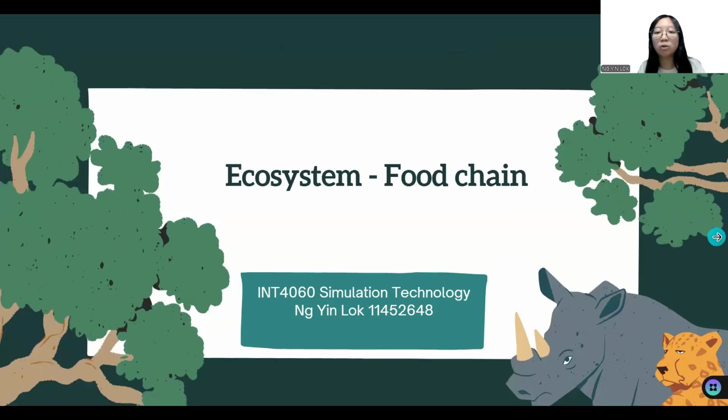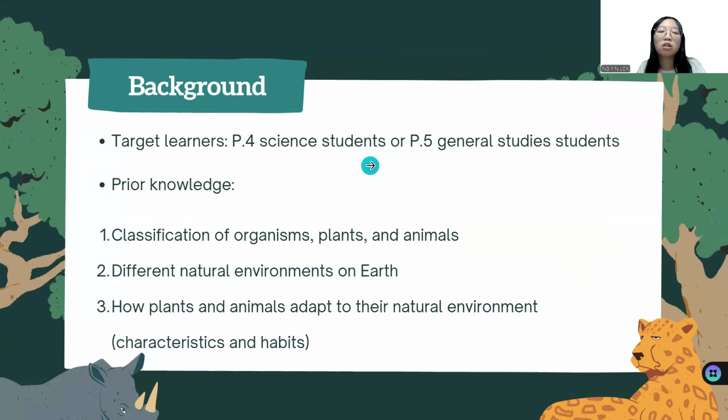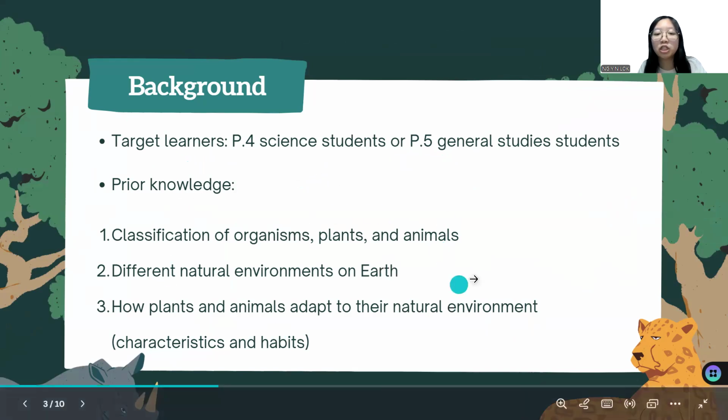Here is my INT4060 Simulation Project, which is Ecosystem Food Chain. This is the content. The background: the target learners are primary 4 science students or primary 5 general studies students. These are their prior knowledge.